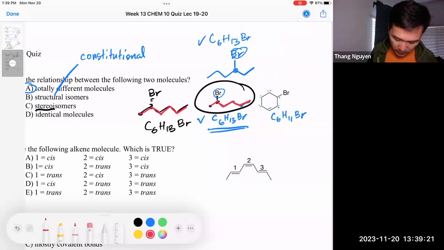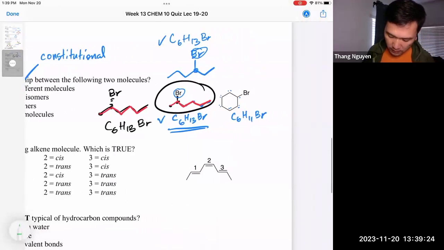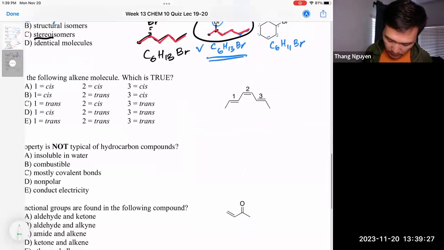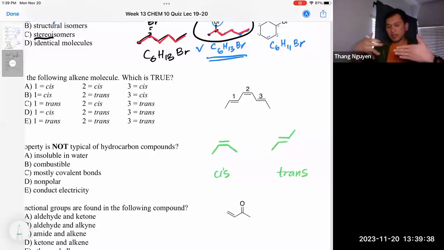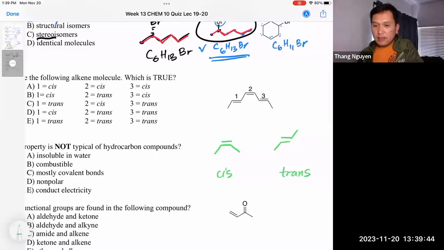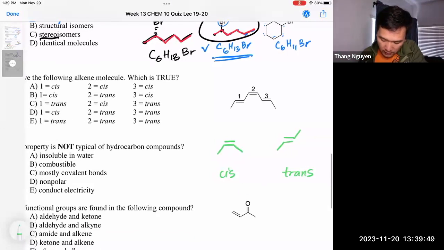Let's do an example of cis and trans stereoisomers. So for example, let me just put it down here. This is what we call a cis, and this is what we call a trans. Cis means same side, trans means opposite side. Notice that both of these molecules have the same formula, which is C4H8. Okay. They both have the same formula.